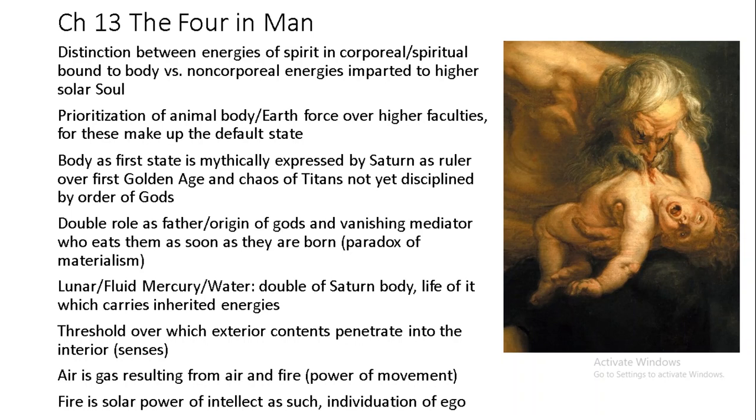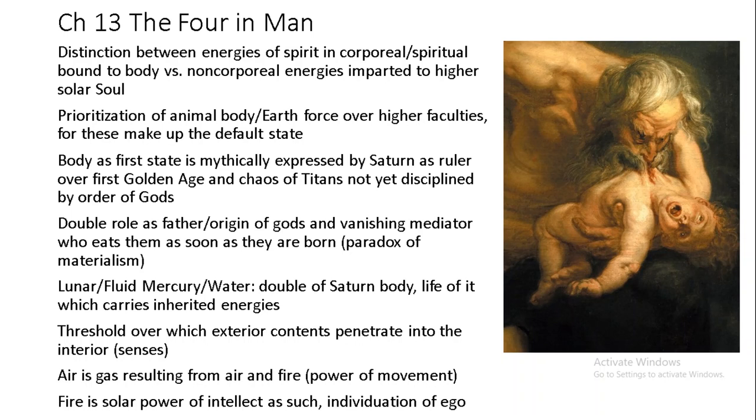At chapter 13, The Four in Man, Evola clarifies that one must be very careful to recognize a certain distinction with regard to the energies of spirit between the corporeal and spiritual energies bound to the body, and the non-corporeal energies which are imparted to a higher solar quality through their association with soul. Clearly, there is a certain prioritization of the animalistic body and the earth force which acts through it over the higher faculties, for these lower desires make up the default state which is immediately accessible and which only later come to be subordinated to those higher ideals, and certainly not by all within the population.